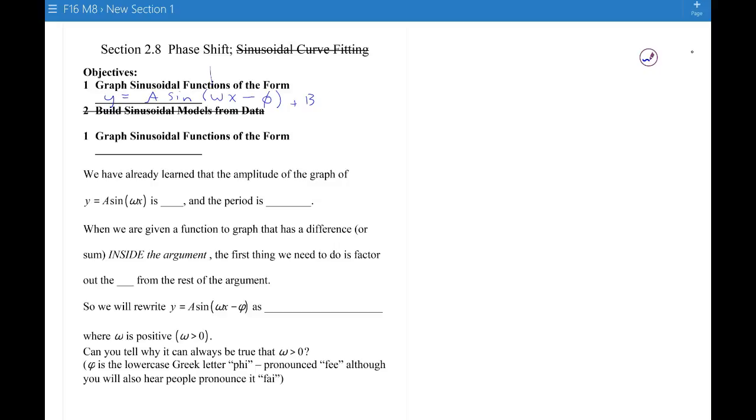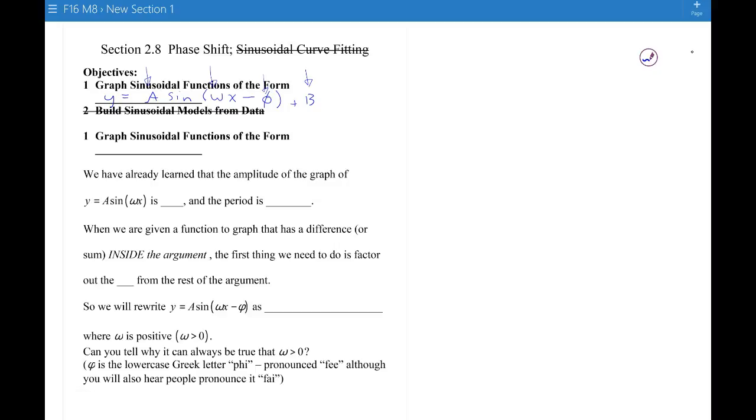So we did omega, which was the horizontal stretch and compress. We did A, which was the vertical stretch and compress. We did B, which was vertical shift up and down. So this phi is going to cause a horizontal shift right and left. So that's what we're going to be looking at.